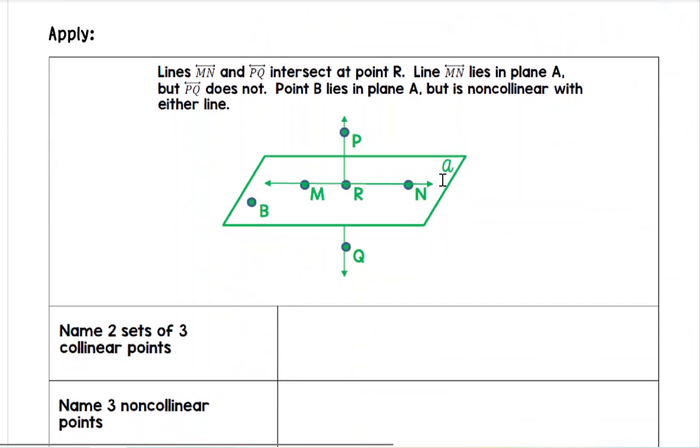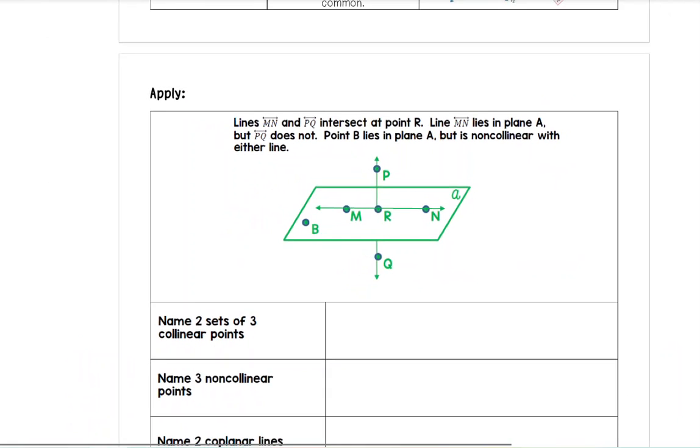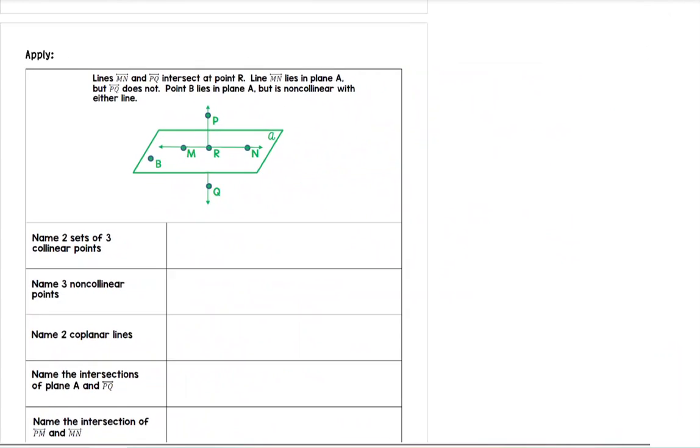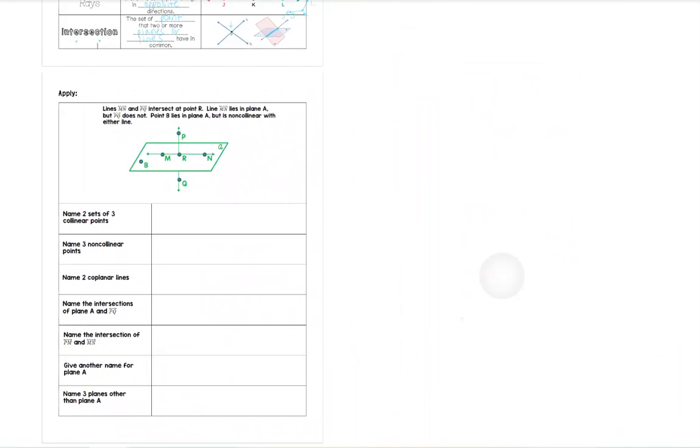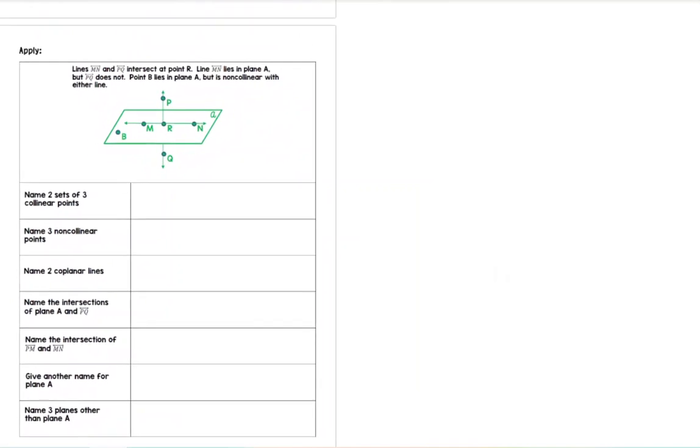So the last part of our notes is just an apply section. And so what I'd like you to do is pause the video and see if you're able to answer these questions. I will zoom out so you can see all of them. And then when you're ready, you can press play and listen to the explanation. So hopefully you were able to give these a try.